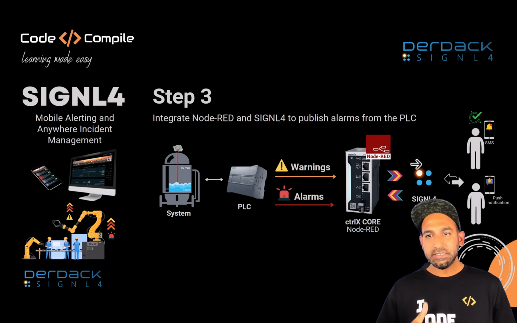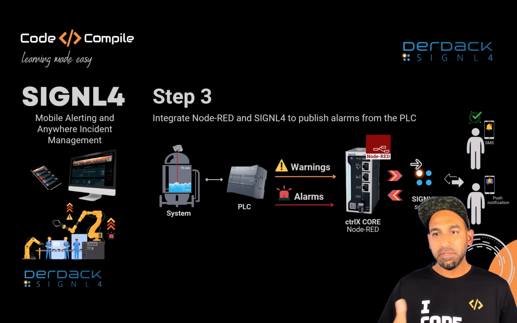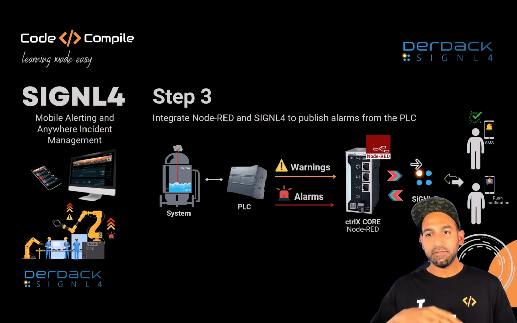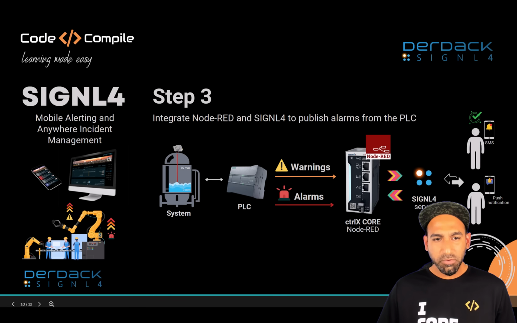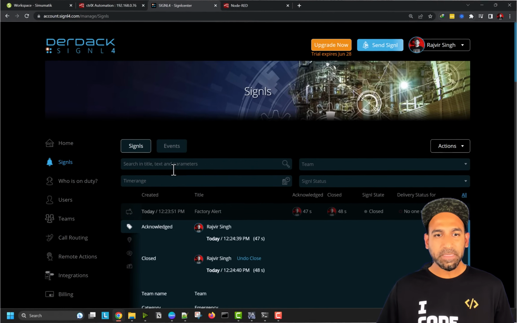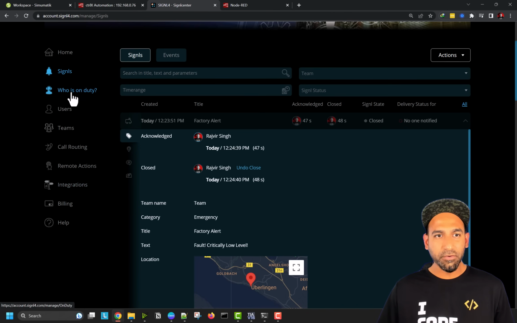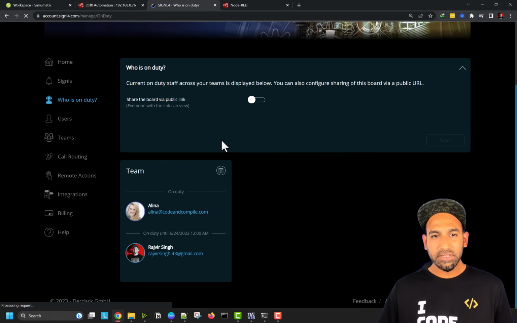Next part is how we can publish an alarm from the PLC. This is what I just showed you. We have set up the account, and now we can see how we can publish that from our Node-RED SIGNL4 server. One more important part I want to highlight here. If you notice here, you can also have the who is on duty function. And there you can see how many people are on duty in your team.